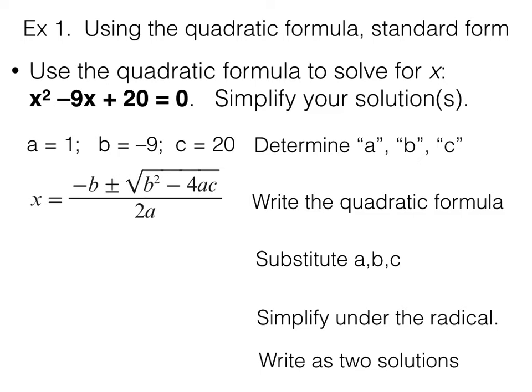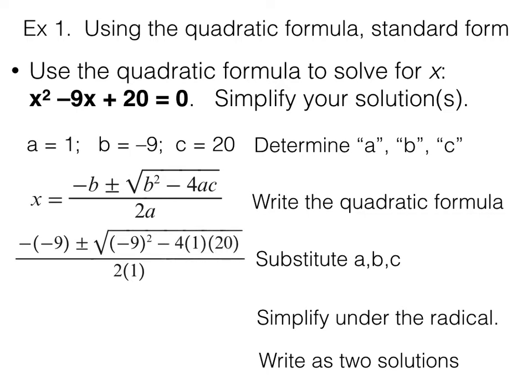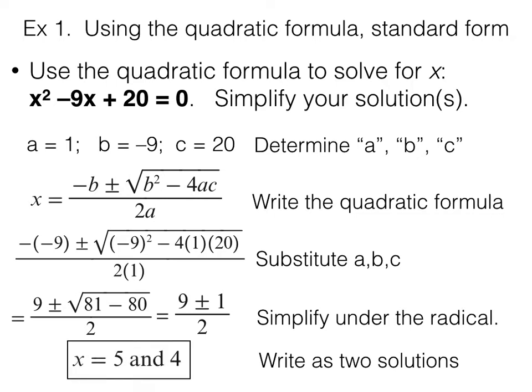When we substitute in our a, b, and c, we'll remember that negative b really means the opposite of b. So the opposite of negative 9 is 9, plus or minus the square root of, under the radical, it will become 81 minus 80, or 1. And the square root of 1 is 1. So our two solutions will be 9 plus 1 divided by 2, or 9 minus 1 divided by 2. So 10 divided by 2 is 5. 8 divided by 2 is 4.